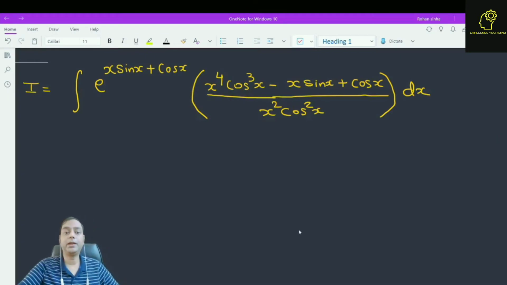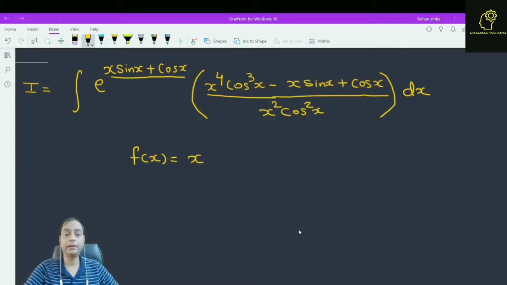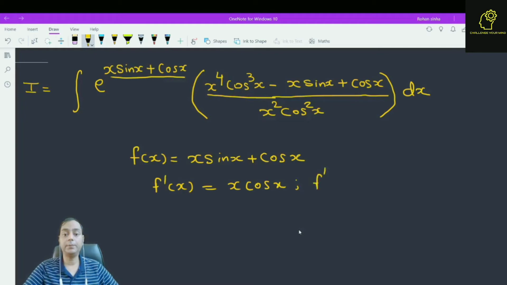Now let the given integral be I, assuming this term is f(x). Suppose f(x) is x sin x plus cos x. Now if this is f(x), what is f dash x? Definitely it is x cos x. And what about f double dash x? After calculation, you find this as cos x minus x sin x. Now, splitting the bracket terms in two parts, what do we find if we calculate this further?